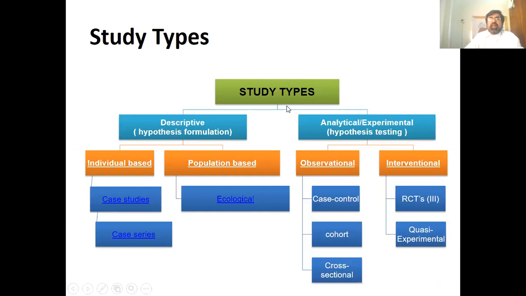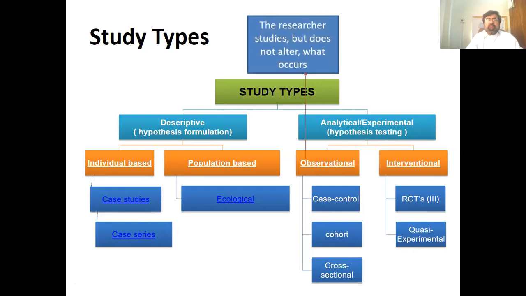And this is a flow chart of different types of study design: descriptive, hypothesis forming, population based ecological, individual case series, case studies and case series, and experimental analytical hypothesis, observational case control, cohort and cross-sectional, interventional, your RCTs, and your quasi-experimental designs.